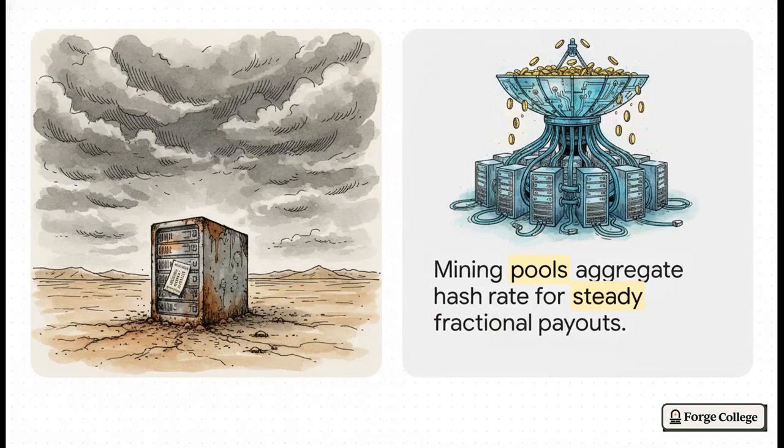But there is a huge catch here. For an individual miner, the variance is incredibly high. A single miner with a few machines might statistically only win the lottery once every 10 years. That's super unpredictable income. So to actually pay the electric bills, miners group their lottery tickets together into mining pools. By aggregating their hash rate, they smooth out that harsh variance and get steady, fractional payouts every single time the pool wins.